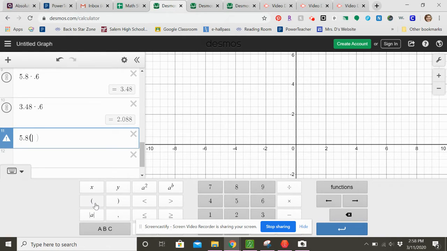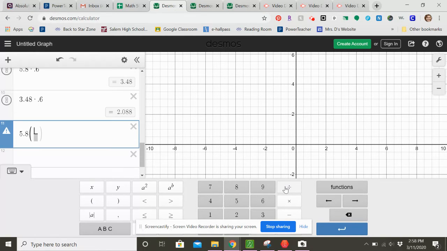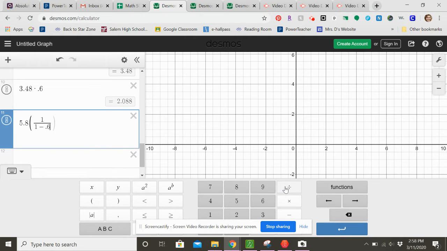Okay, so I'm over in Desmos. I've got 5.8. Get my fraction bar set up. 1 over 1 minus the R value of 0.6. And I get a final sum of 14.5.